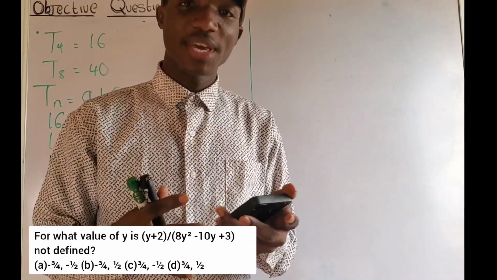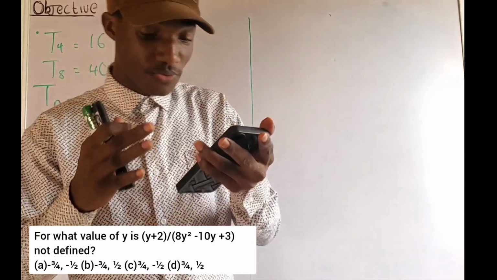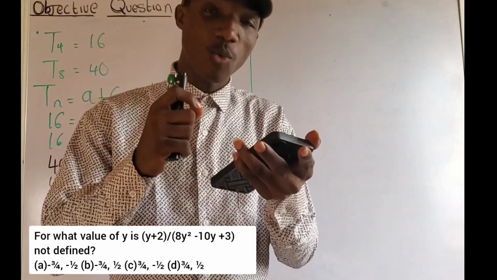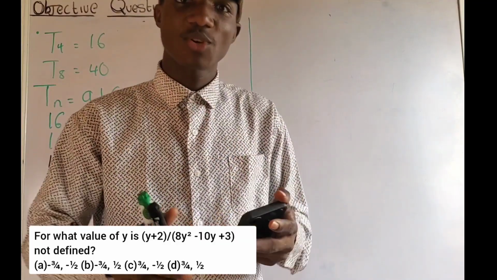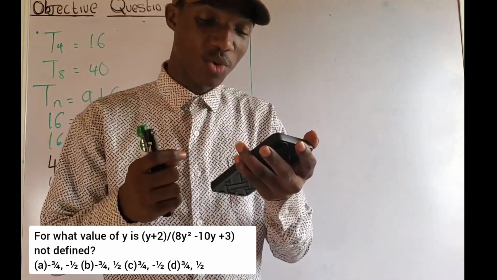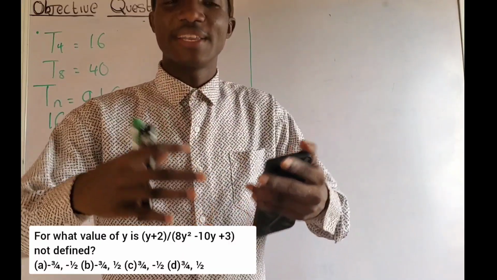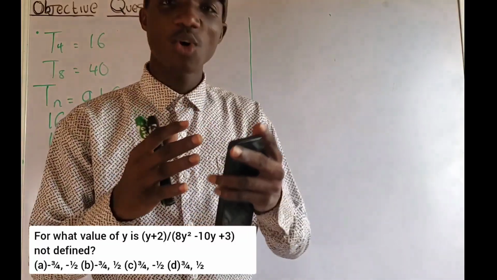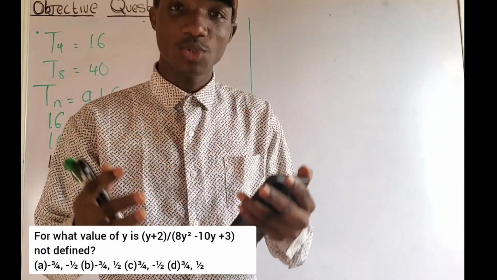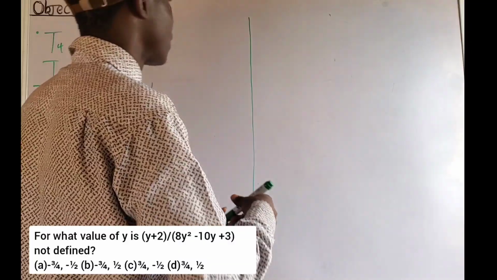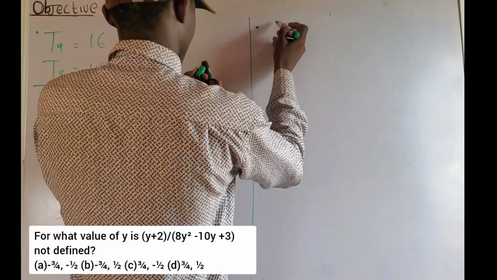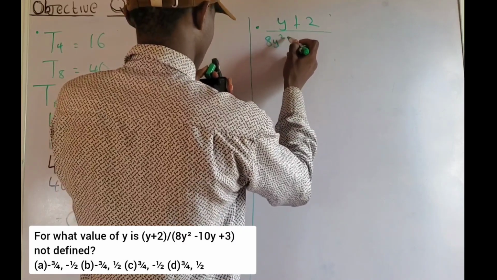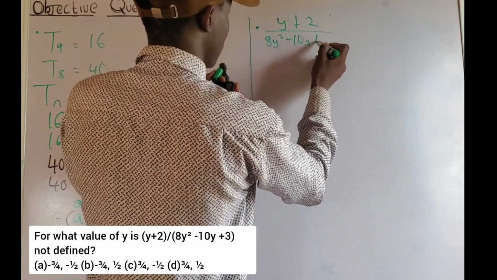The meaning of that question is that for what value of y will this fraction be undefined? It means that for what value of y will the denominator equal 0? Because if the denominator is equal to 0, the numerator over 0 will give us an invalid result, and that will make it undefined. So in that case, all you have to do is set the denominator equal to 0. You can see we have the fraction (y plus 2) all over (8y squared minus 10y plus 3).